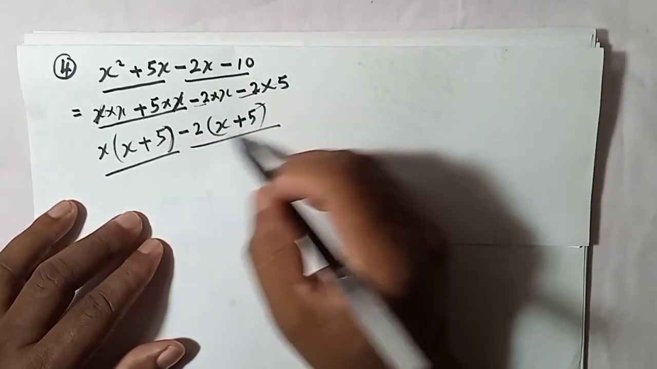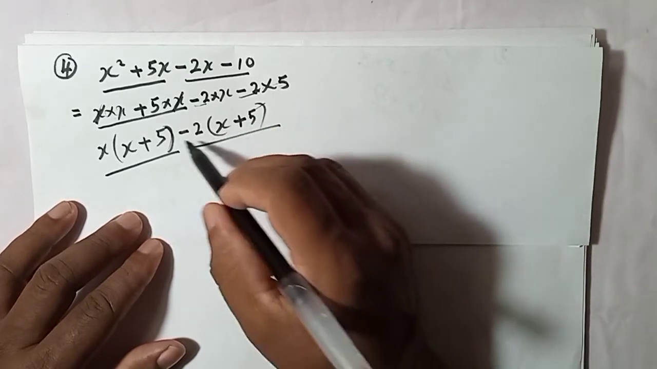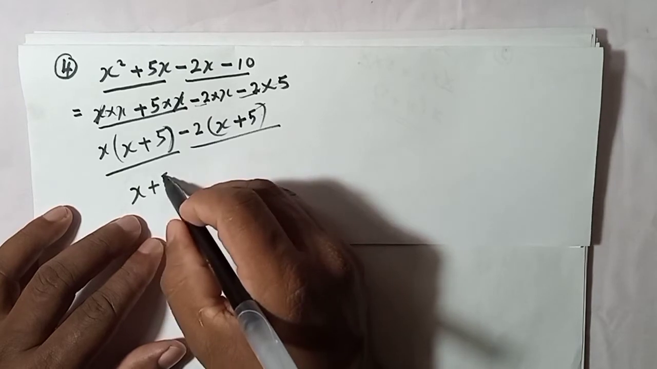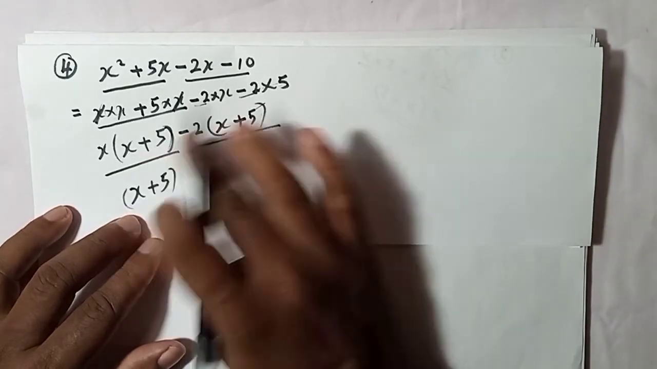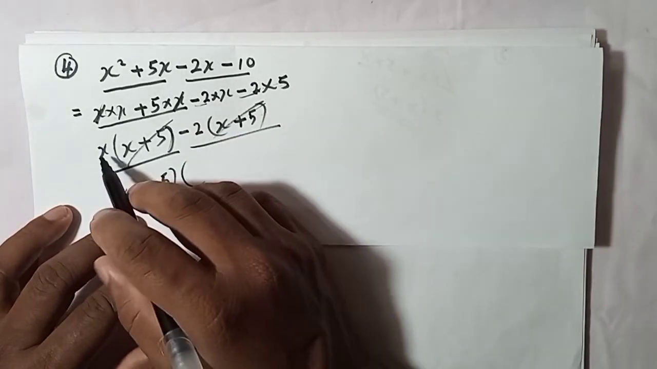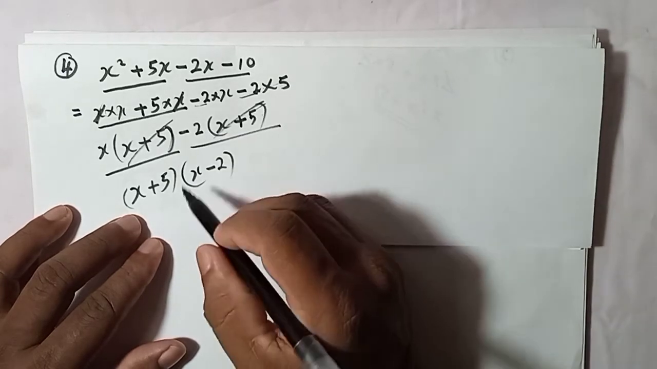x plus 5, x plus 5. It's like xy minus 2y, like that. So this is common, this is common. So get that to outside again, x plus 5. It is a big thing, but we can get outside that. Then what is the remainder? If you cut this two, here remainder x, here remainder minus 2, like that.